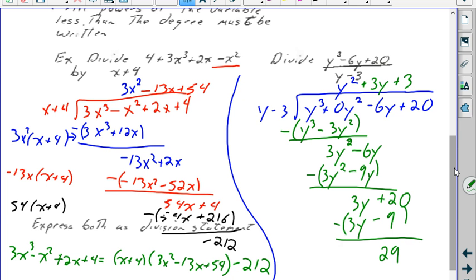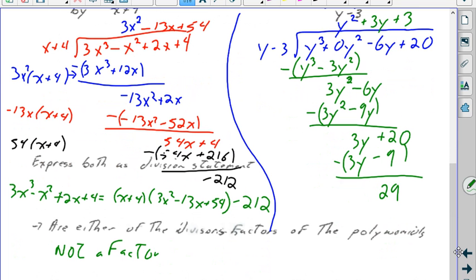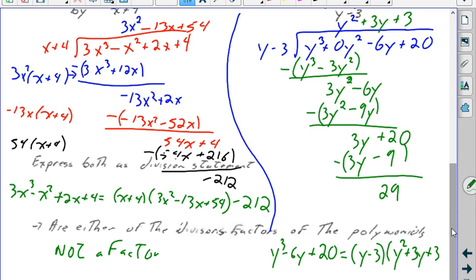So again, this is not a factor because it has a remainder of 29. And my division statement for this, and I kind of ran out of room.